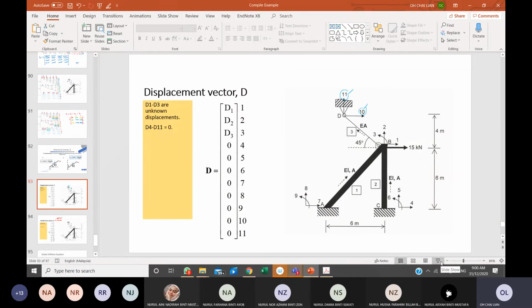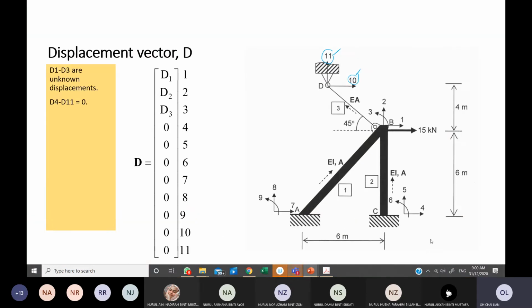Okay, so I think we are very clear on which one is the unknown displacement and which one is the known displacement. As we have discussed earlier, D1 to D3 are unknown displacements, and D4, 5, 6, 7, 8, 9, 10 and 11 are all known displacements, with magnitude 0, no displacement. So this is your displacement vector, D.